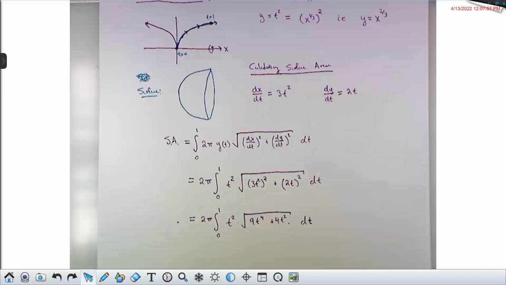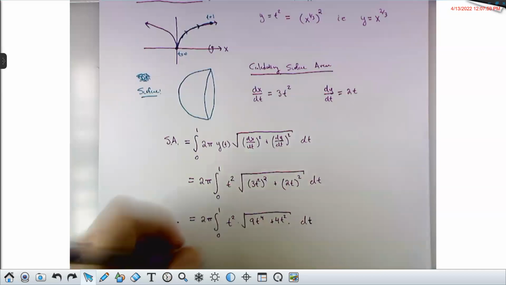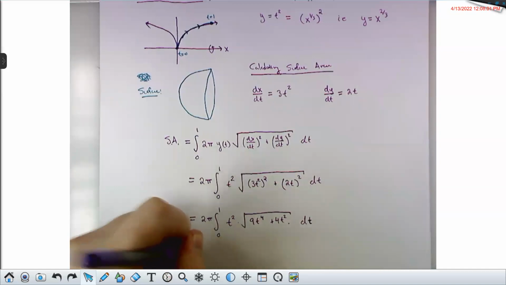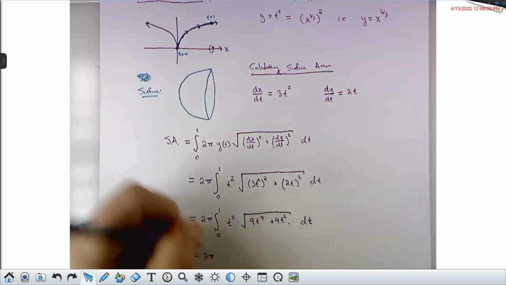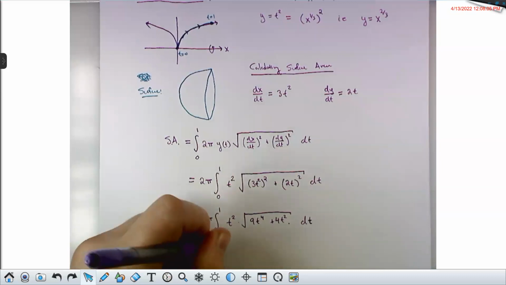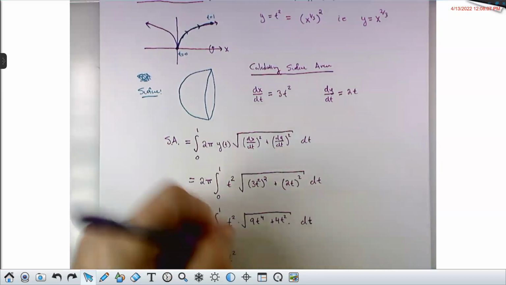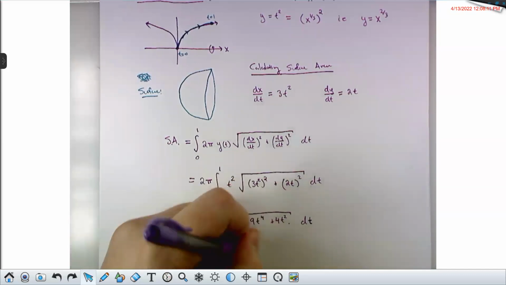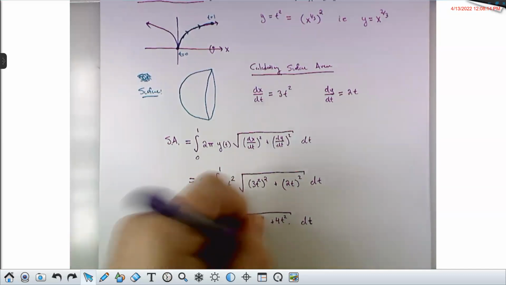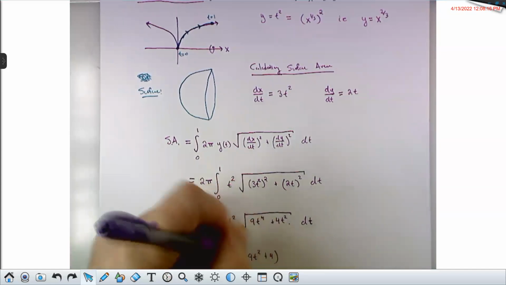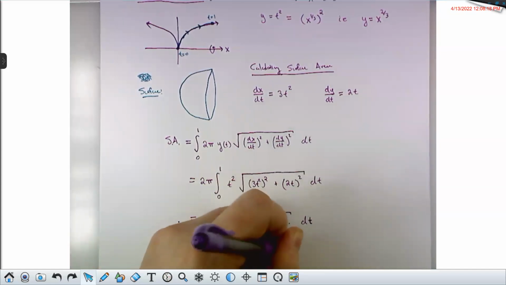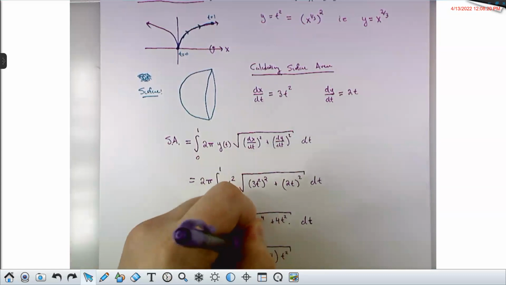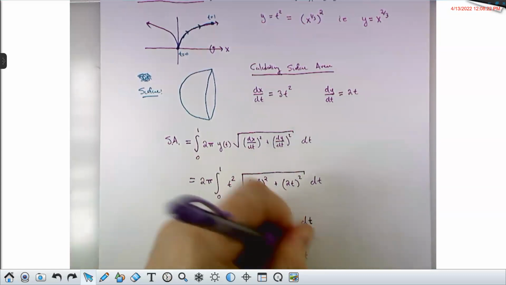Sorry about that. Yeah, we're going to factor out. So the way I'm going to do this, we'll factor out a t squared under the radical, and then we'll see what we can do with that. So I've got my 0 to 1. I've got my t squared out front. And then inside the radical, I'm going to factor out a t squared. So this will be 9t squared plus 4 times t squared, all under that radical.